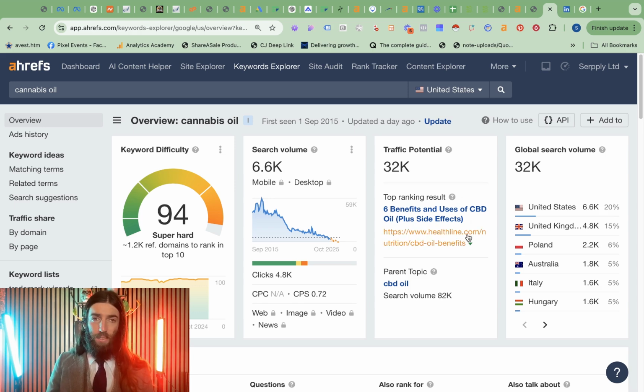So this Healthline article. And you do get metrics like keyword difficulty. I generally tend to ignore these because they're just a bit too two-dimensional. And the topic of this video today is exactly why I'm explaining this. So what you really need to do when you find a keyword you really care about is actually have a look at the search result for that location, for that keyword. So cannabis oil in the United States.